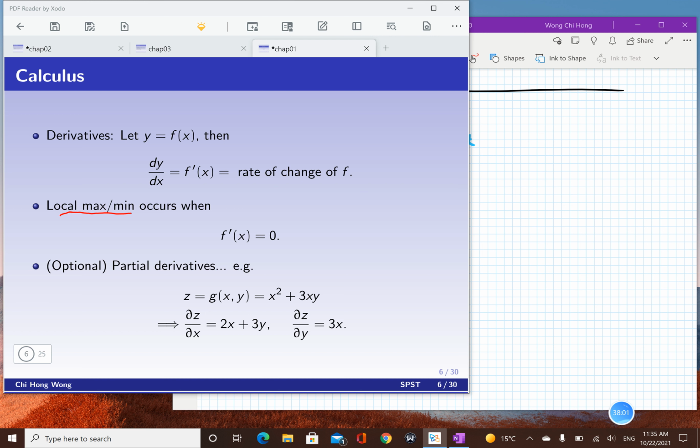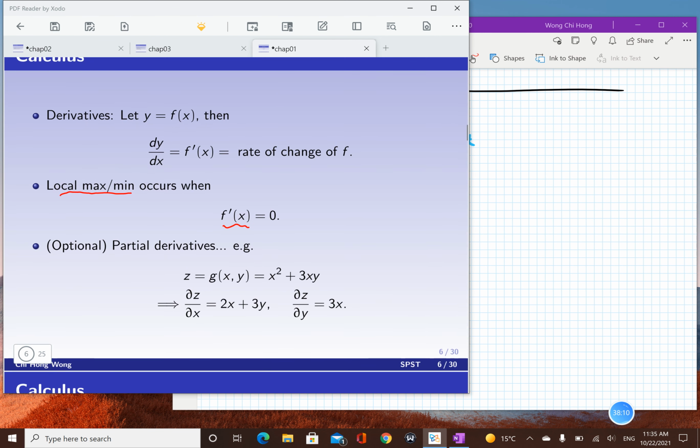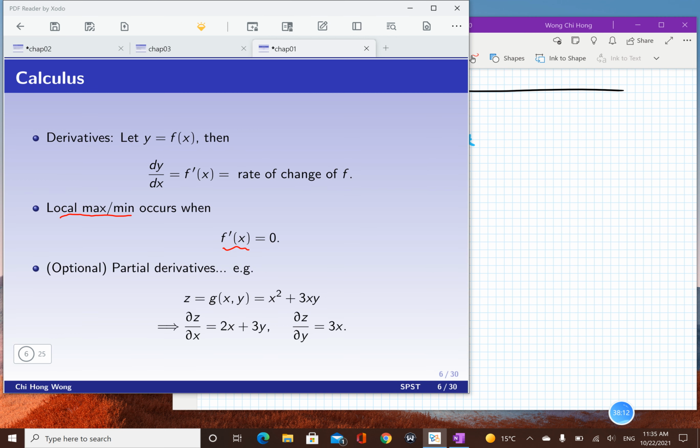In that case, not only may we have a function with one variable, like f of x becoming f prime of x, we might also need to talk about functions with more than one variable, so that we end up with partial derivatives. In the old days when your function has one variable only, like x squared, then you differentiate it, x squared becomes 2x, etc.